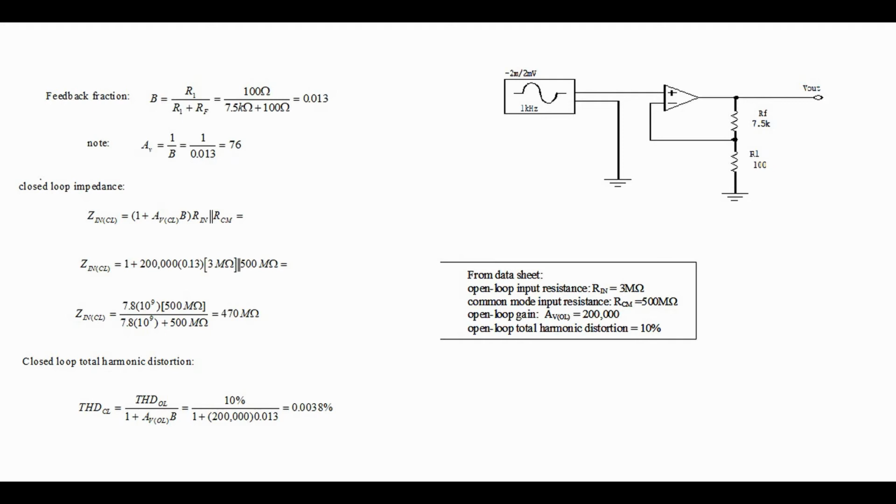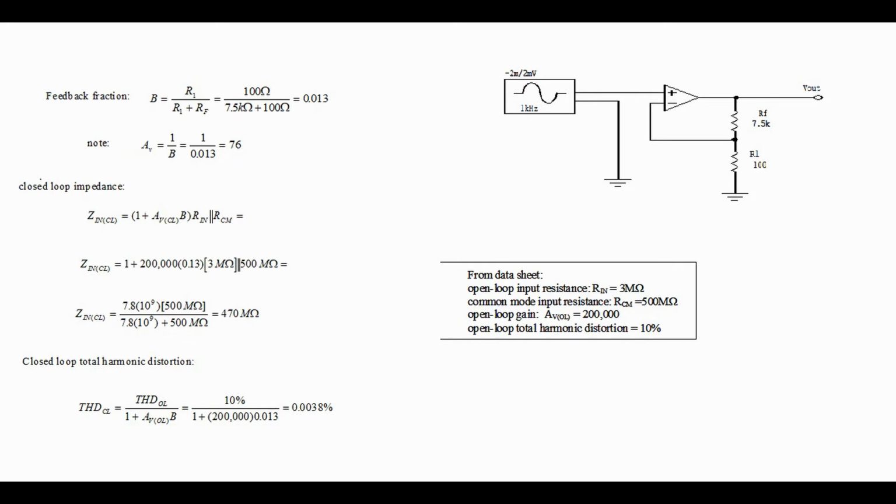First, we find the feedback fraction from the formula shown, and then notice that the gain is simply 1 over B. In other words, 1 over the feedback fraction, which gives us the gain. We combine the information from the data sheet and then the feedback fraction into the input impedance formula, and we see that the input impedance for an op-amp is very high. In this case, 470 megohms. We simply say it's very high.